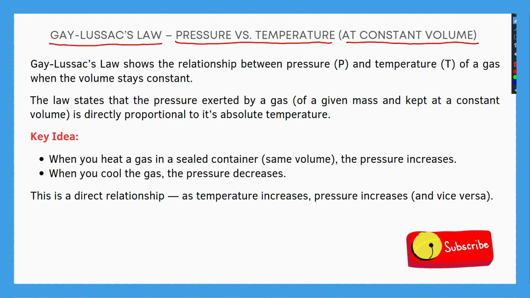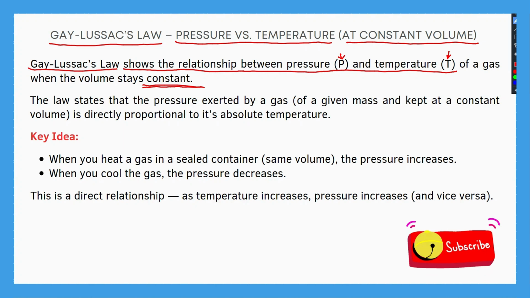So first of all, Gay-Lussac's law is a law that shows the relationship that occurs between pressure and temperature of a gas when the volume stays constant. So when we're talking about the relationship between pressure P and temperature T of a gas while you keep the volume constant, that is where Gay-Lussac's law comes into play. What does the law state? The law states that the pressure exerted by a gas of a given mass at a constant volume is directly proportional to its absolute temperature.